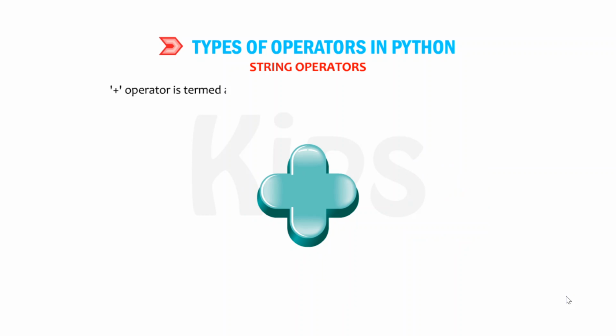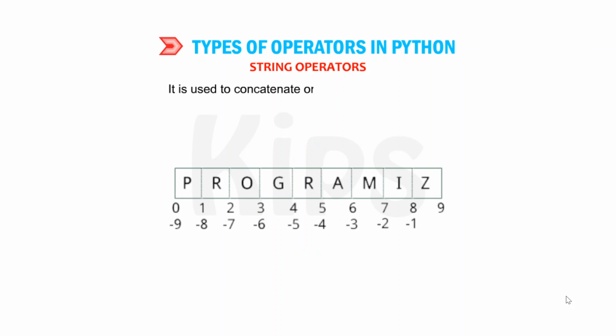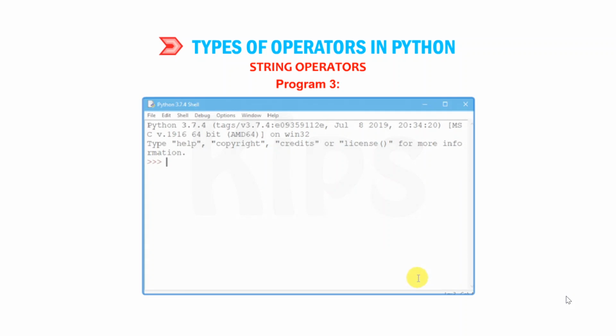Plus operator is termed as concatenation operator when we use it with strings. It is used to concatenate or join two or more strings. Program 3.